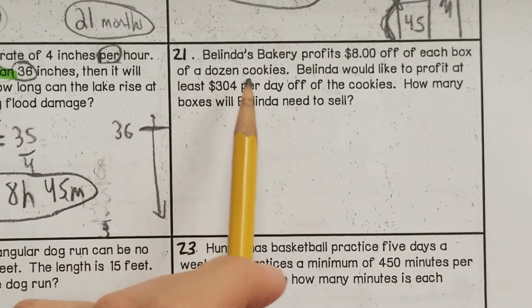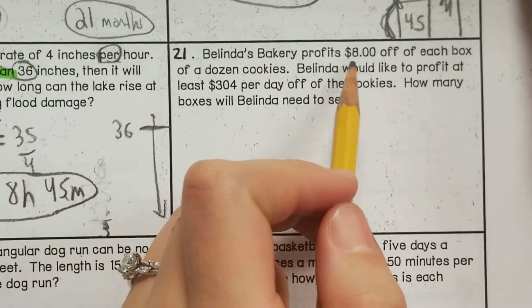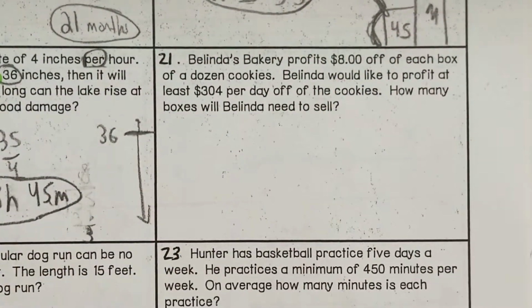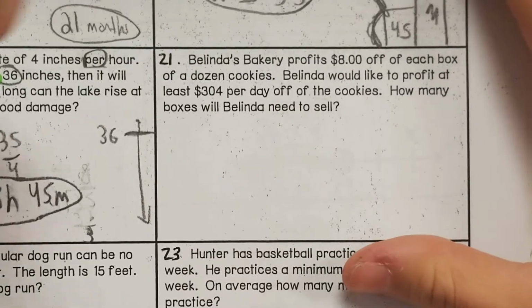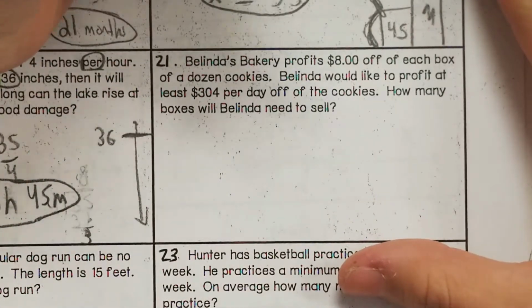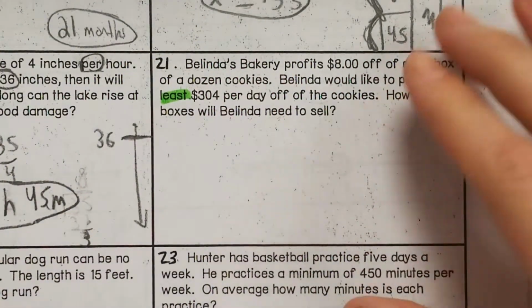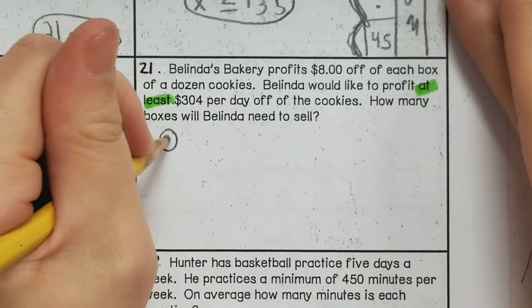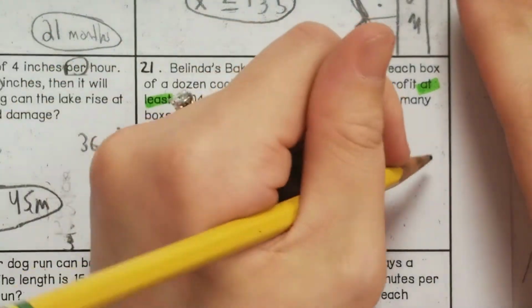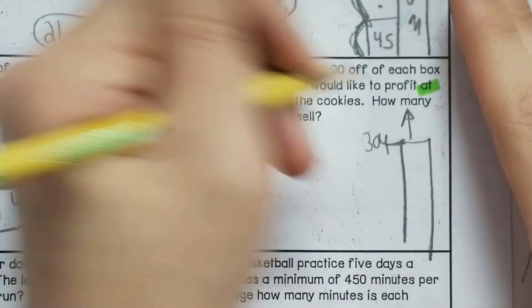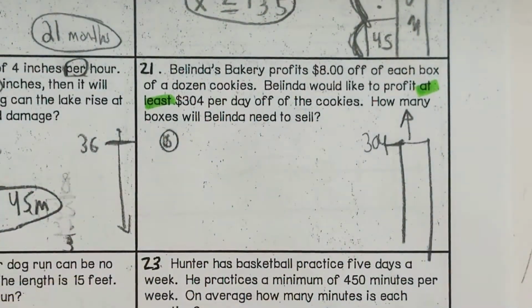But we have Belinda's Bakery that profits $8 off each box of a dozen cookies. Belinda would like to profit at least $304 per day off of the cookies. How many boxes will Belinda need to sell? I think that my keyword here is at least $304, because I know that she gets $8 off each box, but we want to get at least 304. If you get more, great, but we don't want to get less than that.